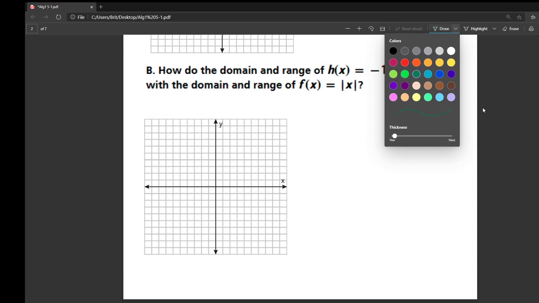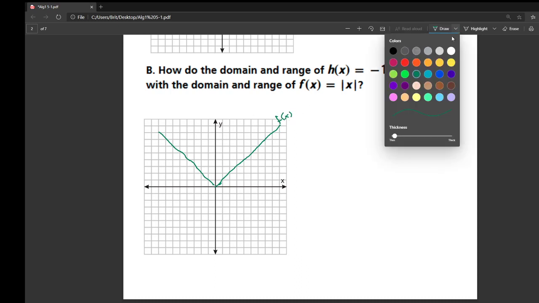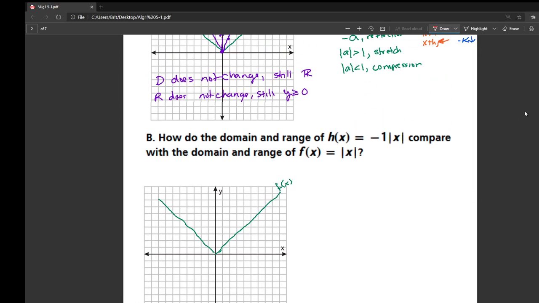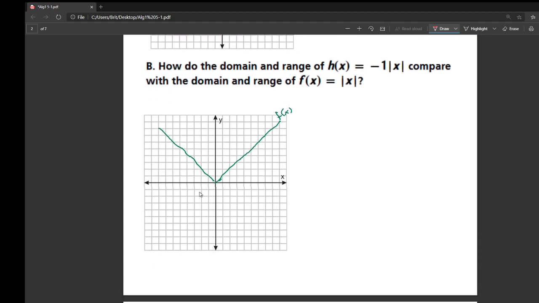So now let's check out part B. So again, our parent function very roughly looks like this. Alright, so that's f of x. So now h of x has a -1 in front of it. Alright, so if our a is negative, we're going to have a reflection. So we're going to take this graph and flip it right upside down, like this.